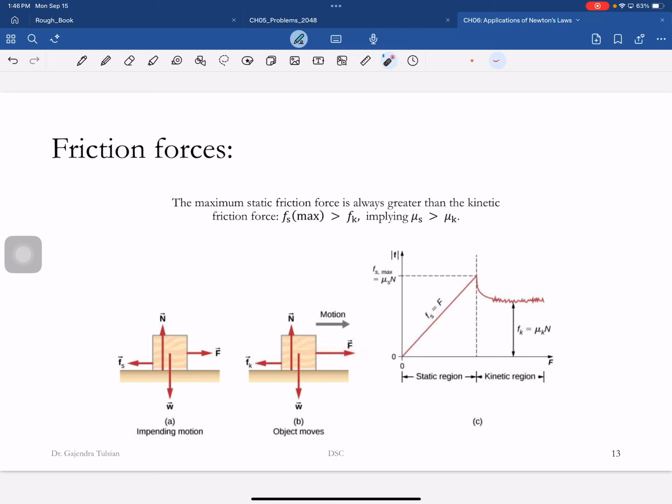On that graph, is the y-axis the amount of force being applied to the object? No, the x-axis is the force being applied. On the y-axis, it's either the static friction or the kinetic friction. Oh, okay.